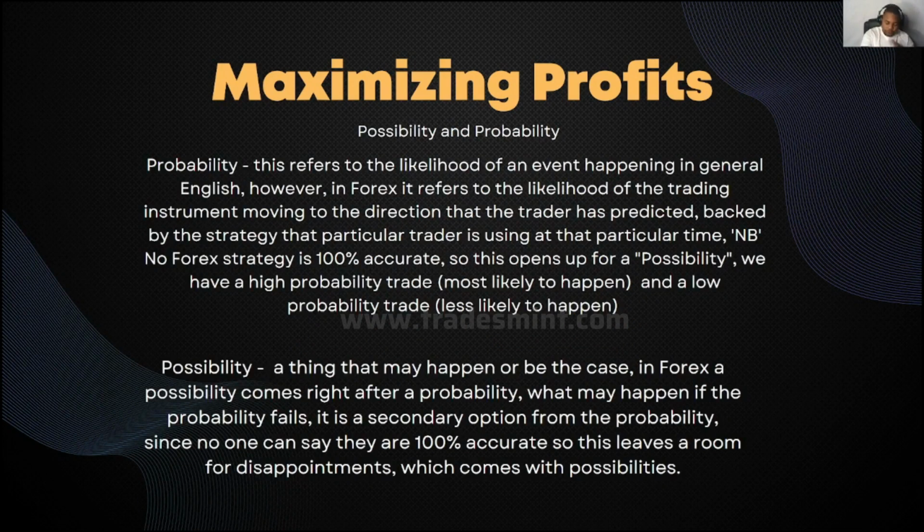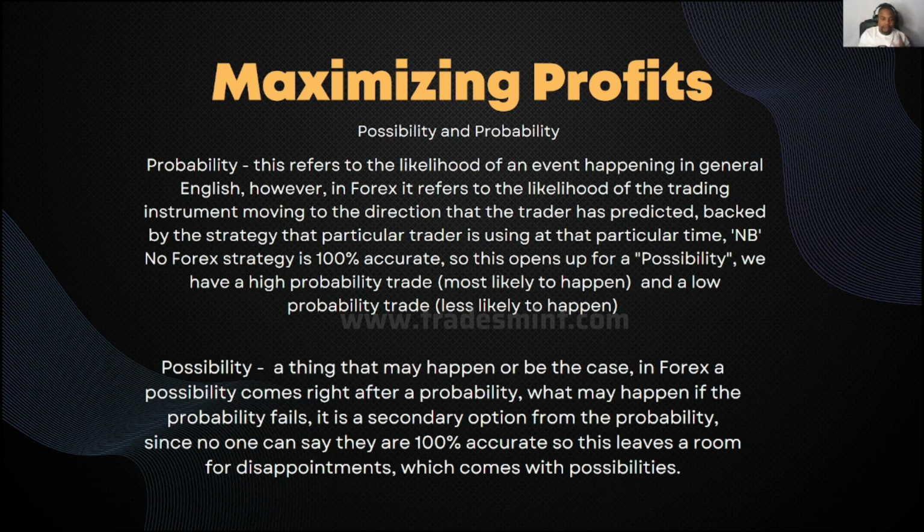Now, when you're maximizing trades, you must know the difference between the possibilities that are presented to you by the market and the probabilities that are presented to you by the market. Then a person says, Jaguar, I do not know what a possibility is and what a probability is in the market. So a probability refers to the likelihood of an event happening. In general English, that's it. It refers to the likelihood of an event happening.